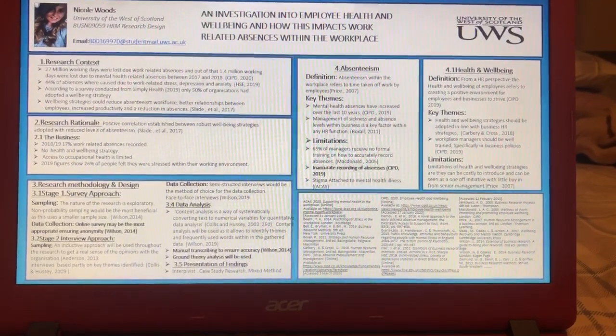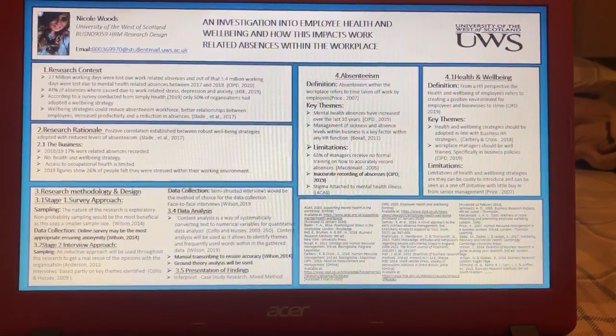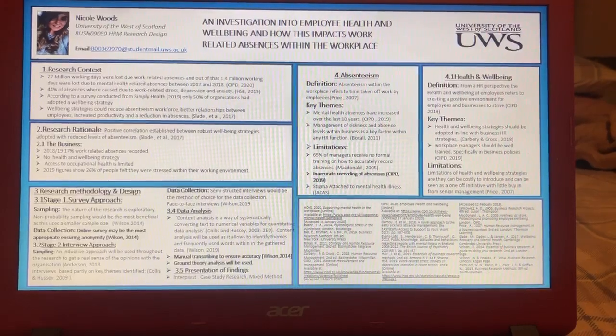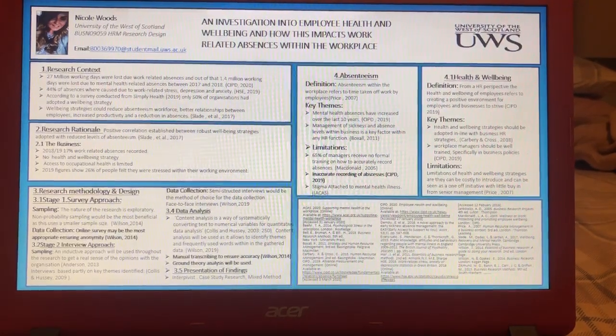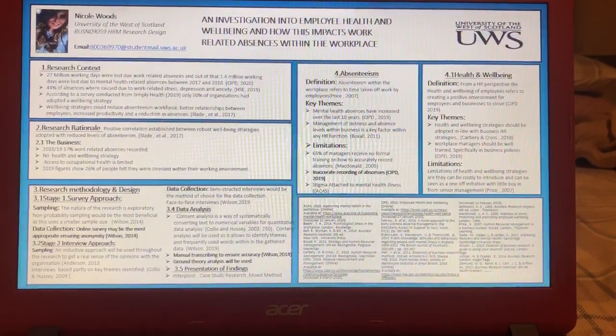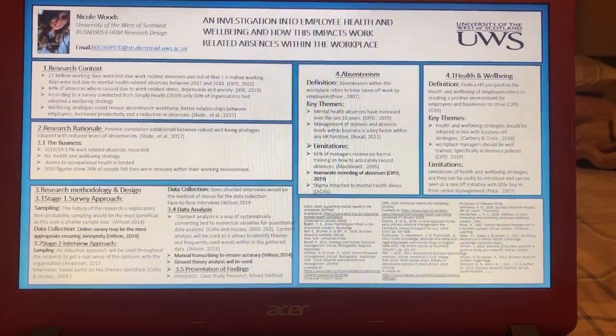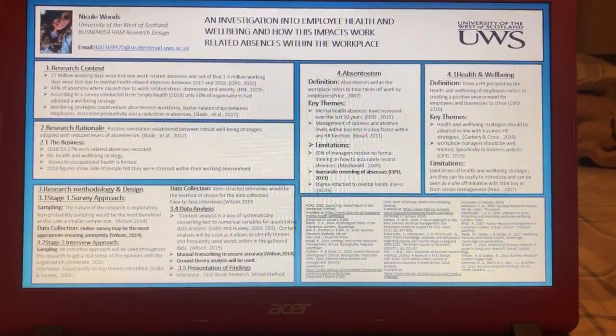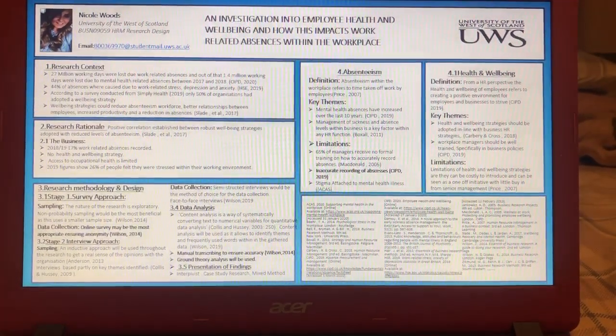What I'd like to do is use quota sampling and pull a sample from people who have been off work in the last 12 months and people who haven't to gain a good comparison between people. The only thing with this is it could be quite hard to get this information because it would be confidential.